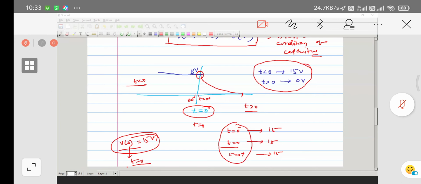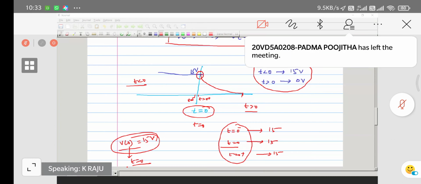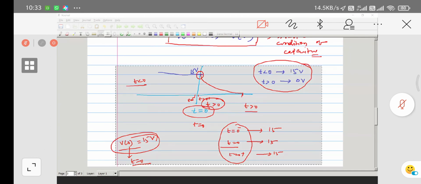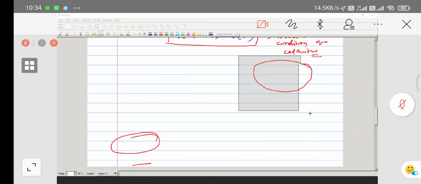So while we are solving a problem, we should take care about the initial conditions of the capacitor as well as the initial conditions of the inductor. How can you find these initial conditions? By considering just before and just after the switching instant. With this example, I am going to solve one problem.